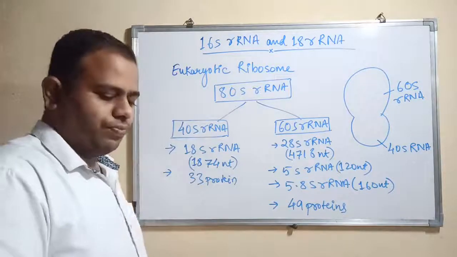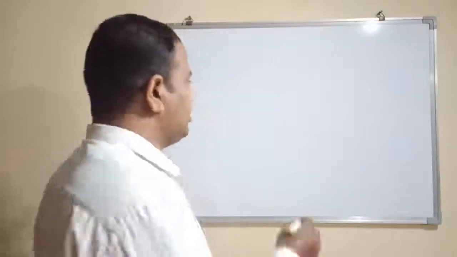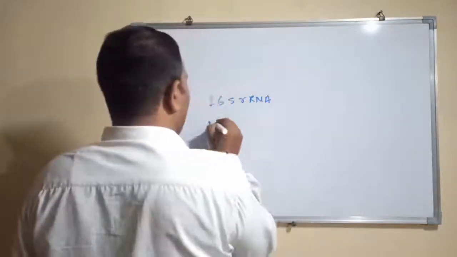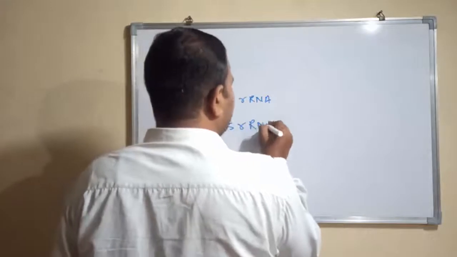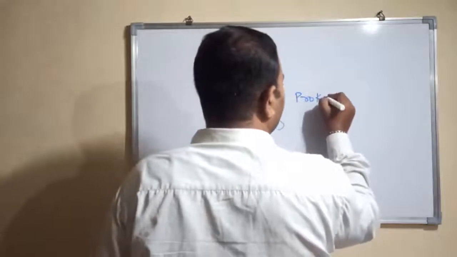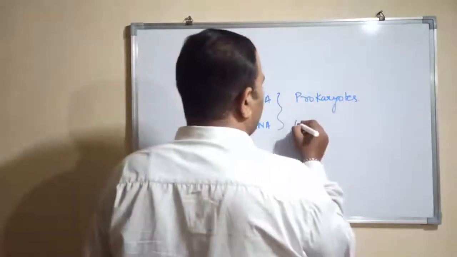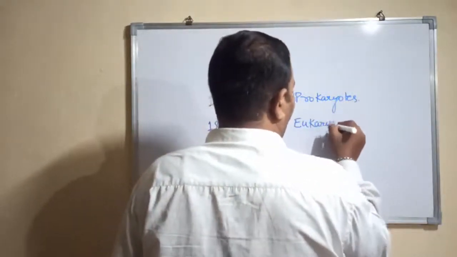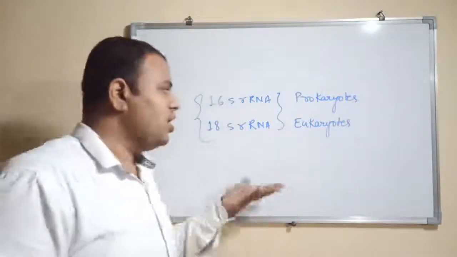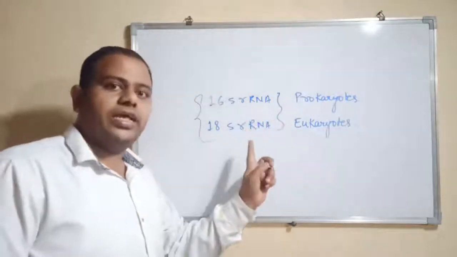Okay, so the 16S rRNA and 18S rRNA are present in the smaller subunit of the ribosome. The 16S is present in prokaryotes, whereas the 18S rRNA is present in the smaller subunit of the eukaryotic ribosome. These are very important because these are sequences that haven't changed over time. Through evolution, the gene for 16S rRNA and 18S rRNA is conserved.